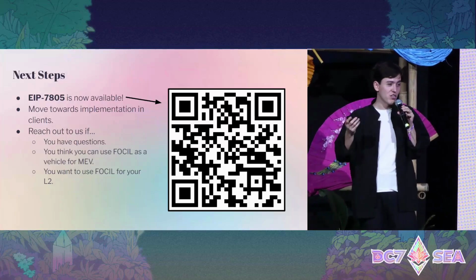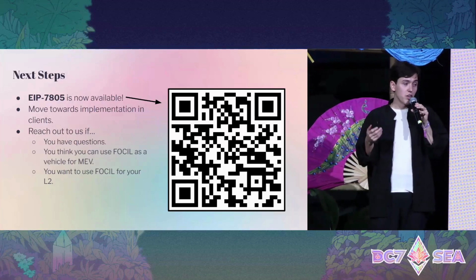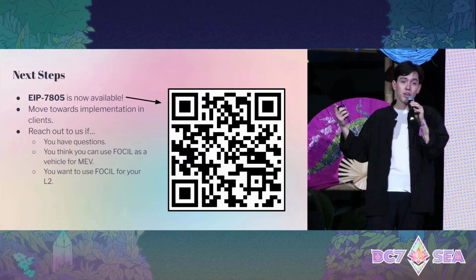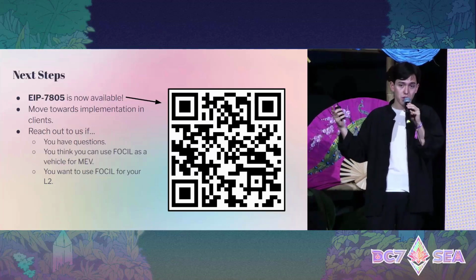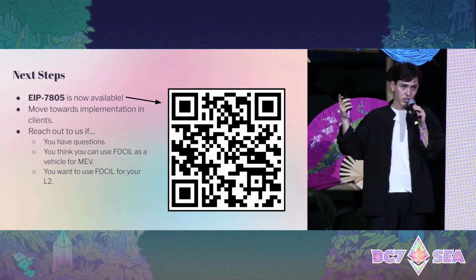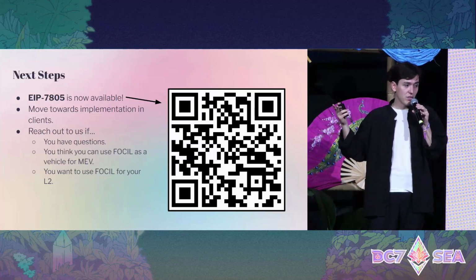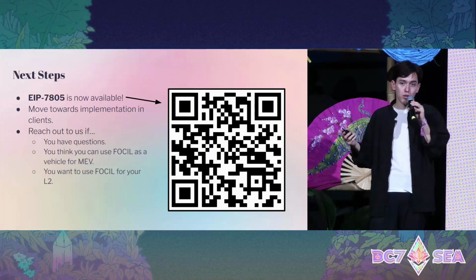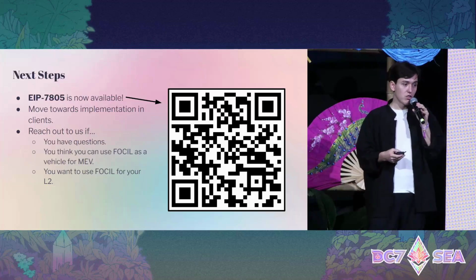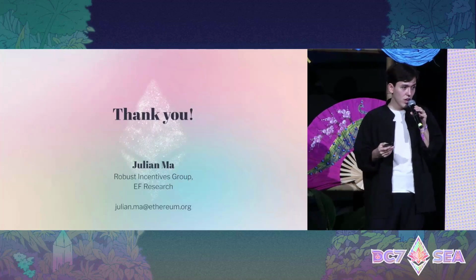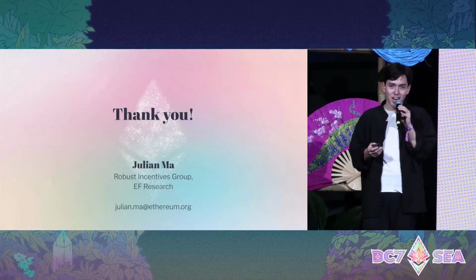And my call to action to you is that please reach out to us if you have any questions about FOCIL. If you think that FOCIL could be used as a vehicle for MEV, so this is the thing that we're explicitly designing against. And if you think that you'd like to use FOCIL on your layer 2 to provide censorship resistance there. So that was it. Thank you very much. And I'll be open to any questions.